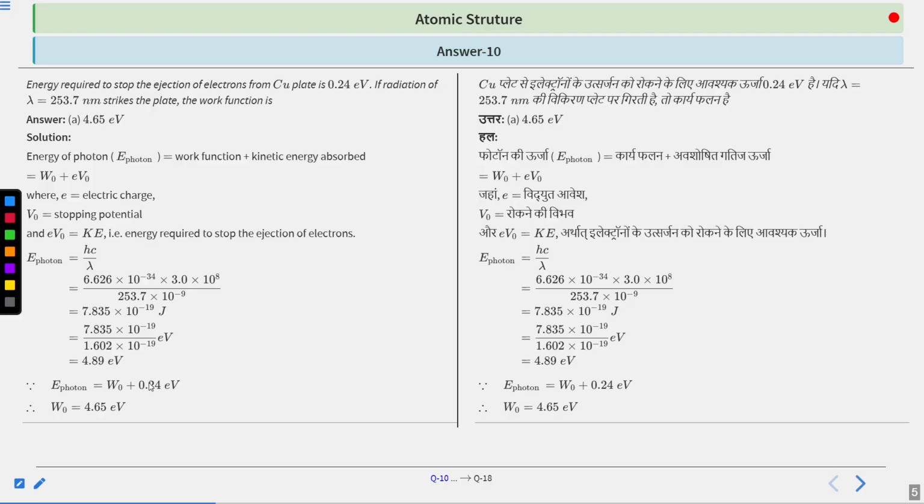Now, what is the energy we have applied to stop the electron? It is 0.24. So the total energy is this much, and the energy applied to stop the electron, or the kinetic energy of the electron, is this much. Therefore, the work function can be easily calculated by putting these into the equation. If you put 4.89 as the photon energy, that gives 4.665 electron volt, which is the work function.